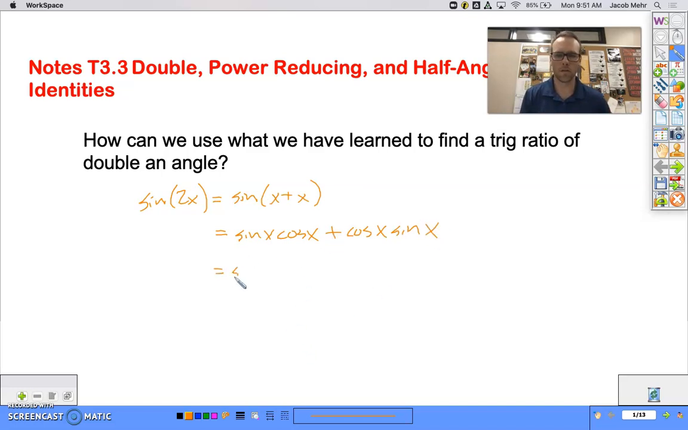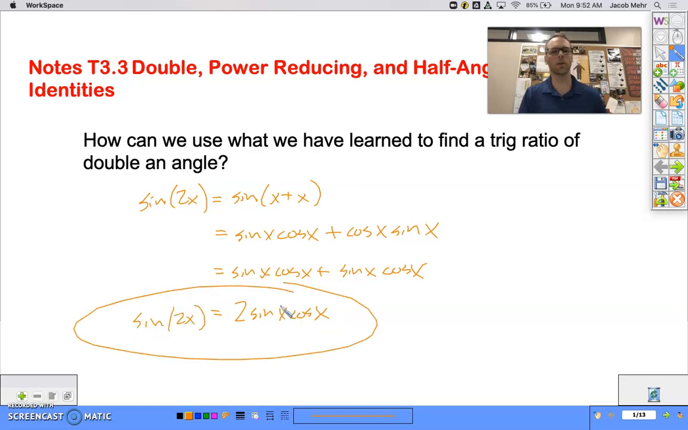Now, notice that this is a product, so the order that we write that doesn't matter, it's commutative, right? So we have the sine of x cosine of x plus the sine of x cosine of x, which would be 2 sine of x cosine of x. So the sine of 2x is equal to 2 sine of x cosine of x.